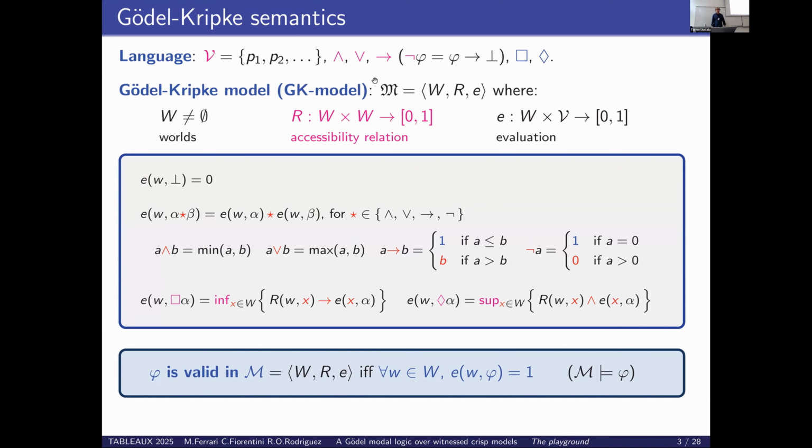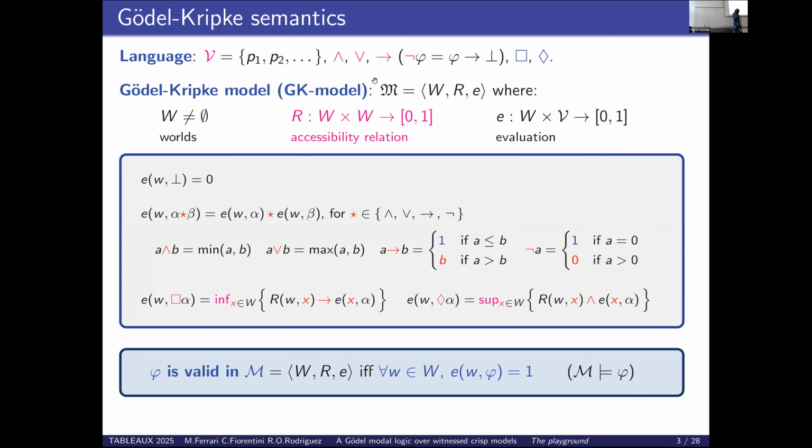Formally, what we have is a Kripke model with a set of worlds and an accessibility relation which is weighted over [0, 1], and an evaluation function mapping every propositional variable at a world into [0, 1]. And you have the usual interpretation of propositional connectives based on Gödel algebras, while you can give a value to boxed and diamond formulas taking the infimum and the supremum over all the accessible worlds weighted on the accessibility relation.